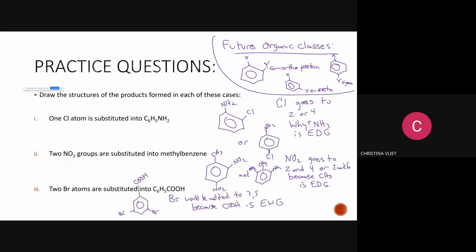So that's the concept for how to do your substitutions, using electron donating groups and electron withdrawing groups to help you with that. Now that we've seen our basic reactions, we are going to take a look at how this happens. That's called the mechanism.